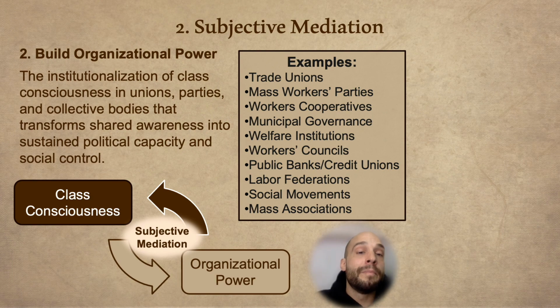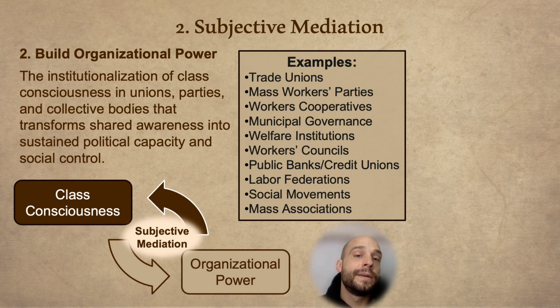It must be embedded in institutions: trade unions, political parties, cooperatives, workers' councils, and social movements. They're all the means through which class consciousness is stabilized over time, transmitted across generations, and translated into collective action. Organization is not simply an instrument of class struggle, it's the form through which class consciousness is reproduced and strengthened.